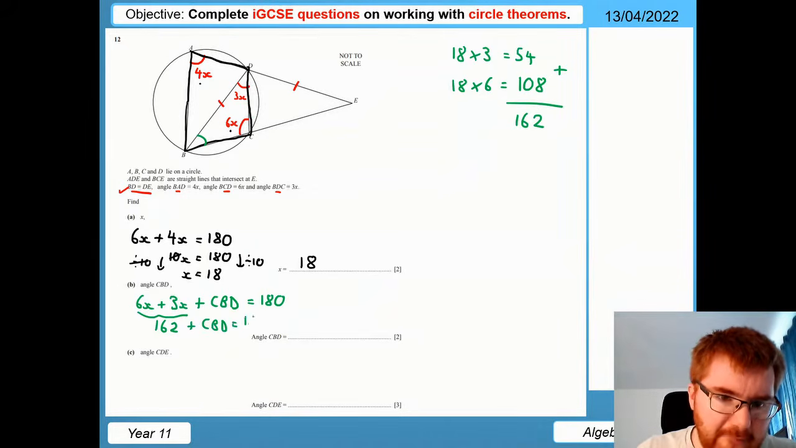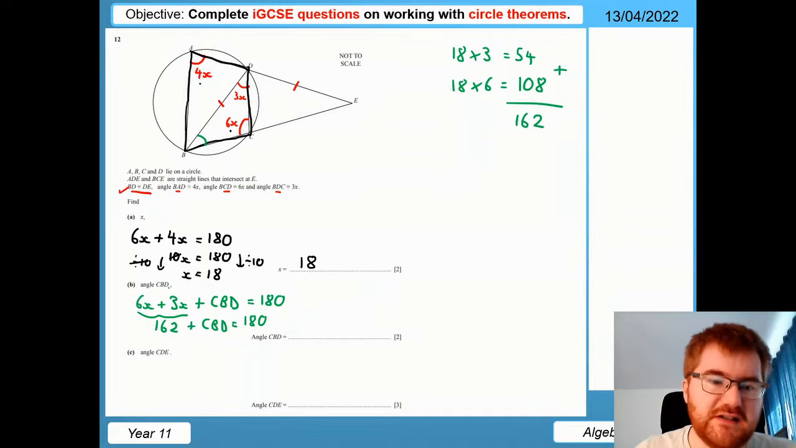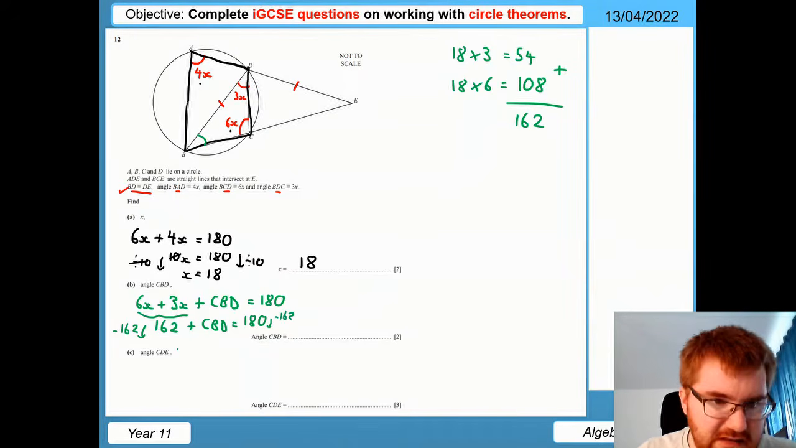Notice I'm showing my working very clearly here for the examiner. And then to work out CBD on its own, what's the opposite of adding 162? Well, we're going to minus 162 from both sides. It looks like we're going to get the same answer of 18 here. So CBD is equal to 18. So let's pop that in here.